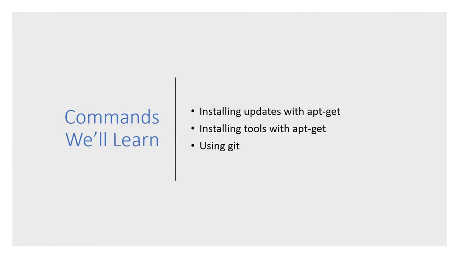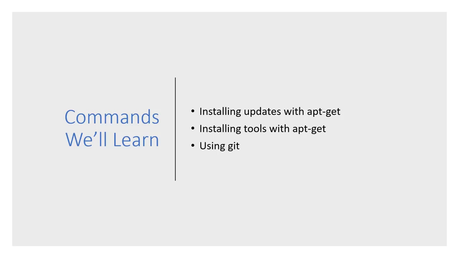All right, welcome to the penultimate video. We are going to be focusing on installing and updating tools. So let's look at our agenda. What are we going to learn? We're going to learn how to install updates for Kali. So we're going to learn how to install updates using a tool called apt-get. And we're also going to learn how to install tools using apt-get. Specifically, we're going to be installing a tool today called Git.